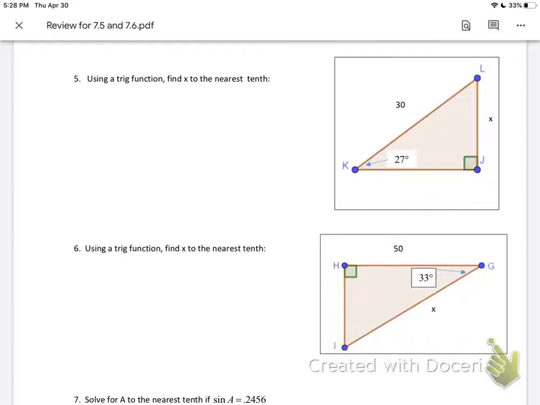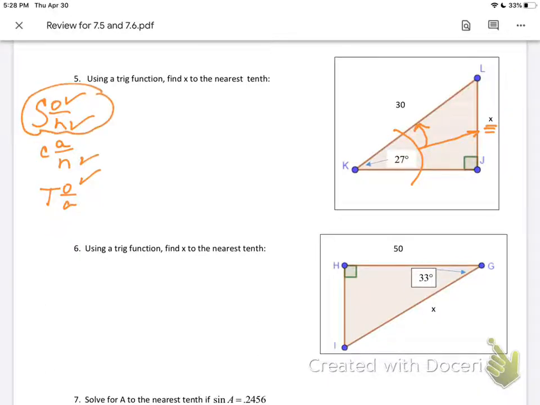Okay, using a trig function, find x to the nearest tenth. So I look at my figure. Here's x. I see that I have an angle here. X is its opposite, and I have the hypotenuse. So again, you should always be doing the Sohcahtoa so that you are using this little map. So I said that x was opposite, and I also had the hypotenuse. Once again, sine's the only one that has both things checked. So sine of 27 equals x over 30.